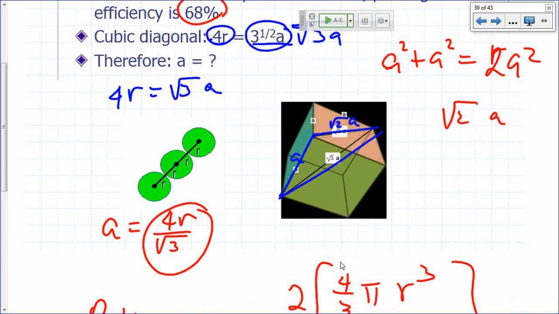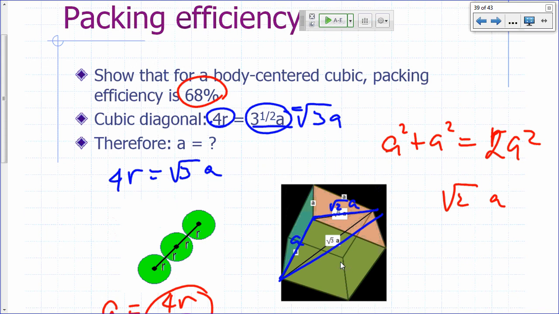Okay? So you're looking at 68% packing efficiency. In other words, you get more of that volume of the cube occupied by the particles of your solid. Whereas in a simple cubic, what was our packing efficiency, you remember? 52%, this one is 68%.